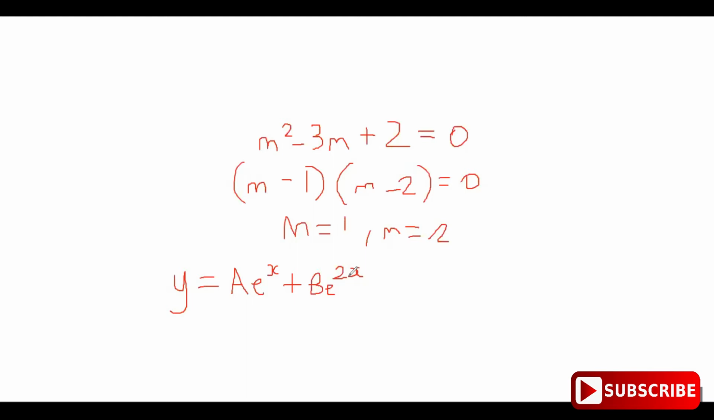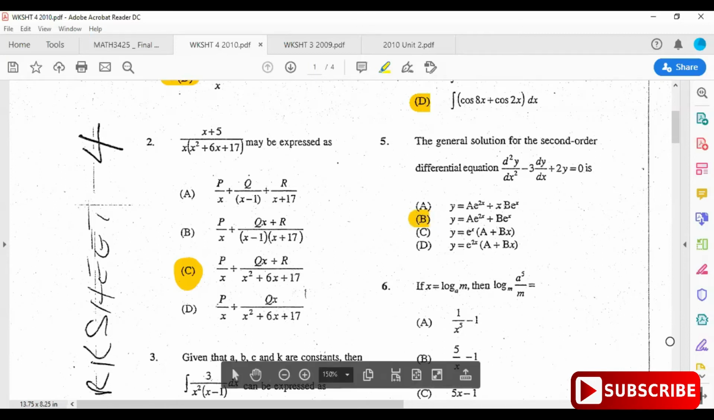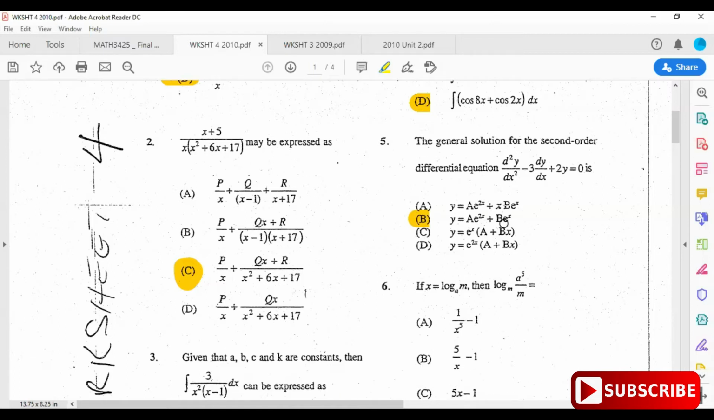So you have to remember when the roots are real and distinct, it takes this form. All right? And so that's it. Easy question. So m equal to 1 and m equal to 2. So that's B: a e to the x plus b e to the 2x.